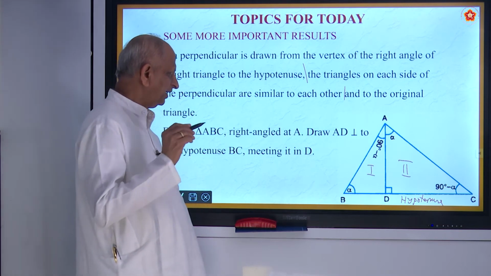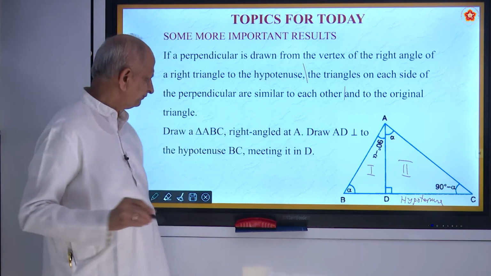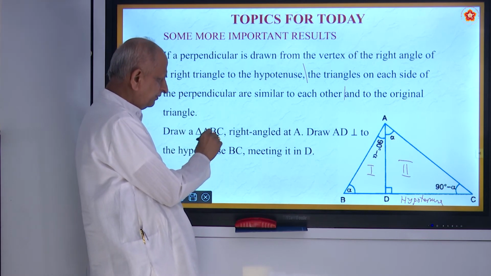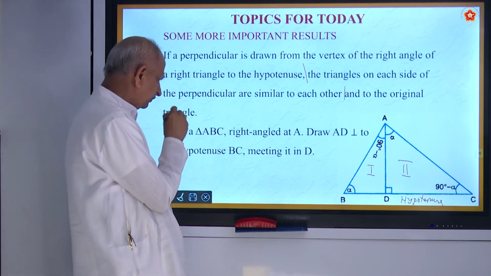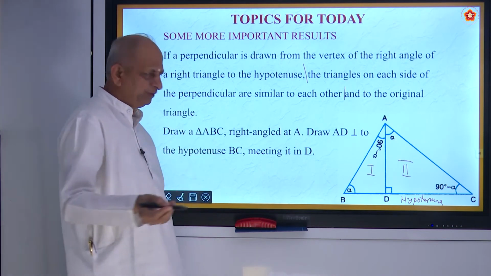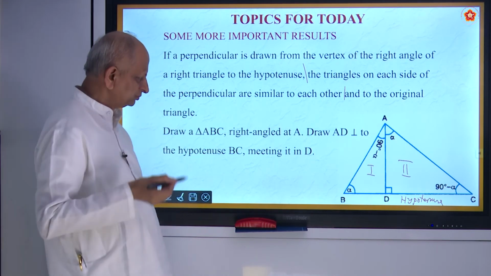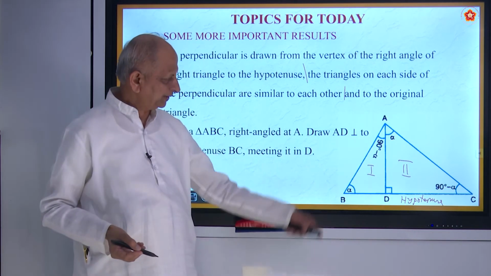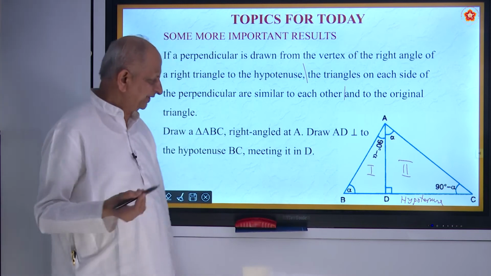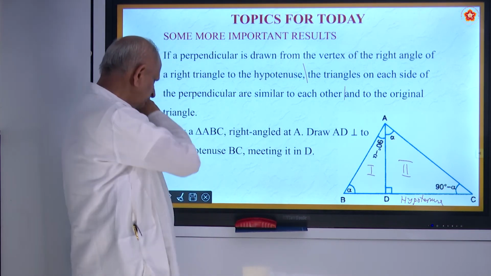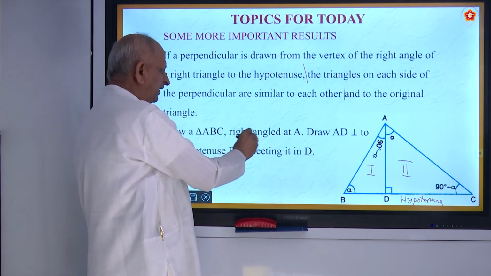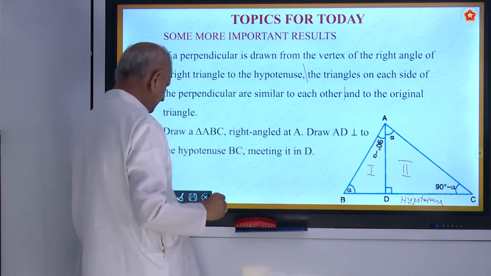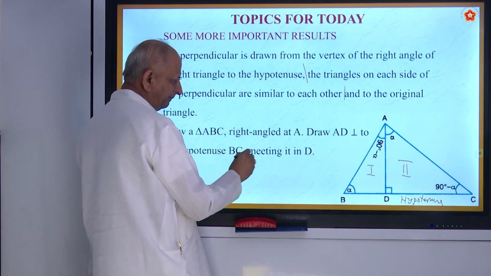Now we are telling that they are similar to each other. So what you have done here, this is only a verification. So draw a right angle triangle. You can also do it. As I told just now, take it as 3, take it as 4, take it as 5. Draw a perpendicular and check the angles. And right angle at A. So this angle is 90 degrees. Draw AD perpendicular to the hypotenuse BC, meeting it in D.